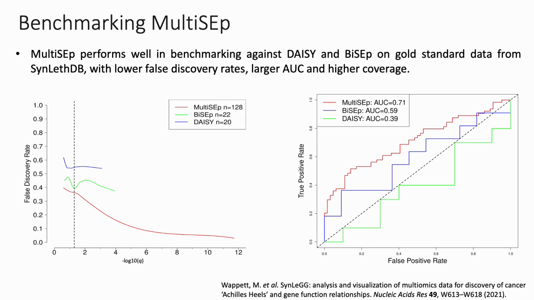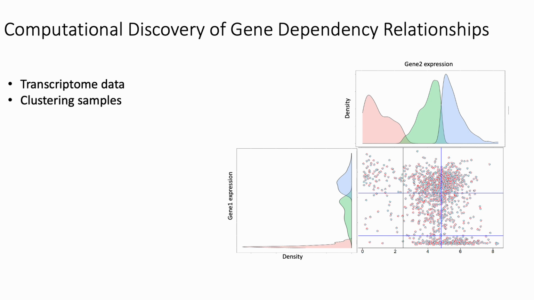relationships from SynLeafDB. I've been analysing transcriptome data to predict gene dependency relationships by the application of regularised Gaussian mixture modelling, and this is to determine gene expression clusters. The figure here highlights how I use this method to cluster samples according to the expression of two genes. The arrow in the figure highlights that for the expression of two genes, there is a depletion of samples in the bottom left cell of the contingency table. This is where both genes have a low expression, and this is characteristic of synthetic lethality.